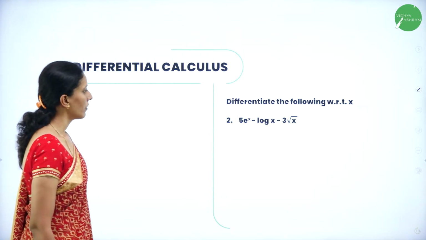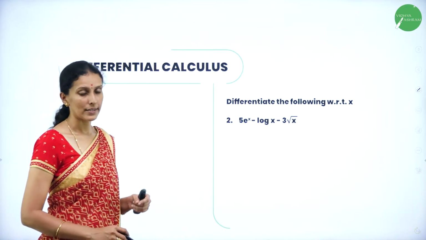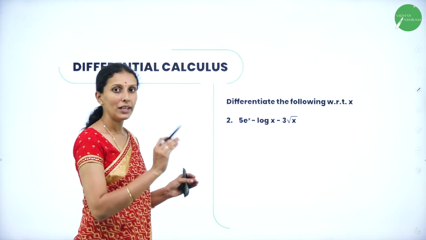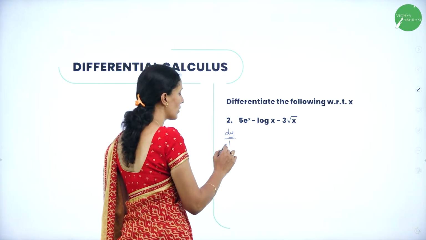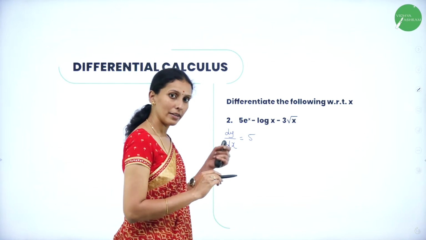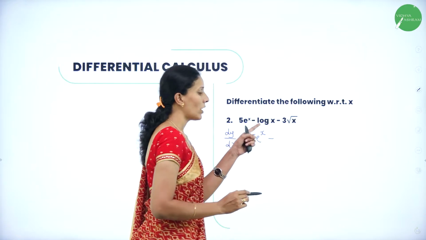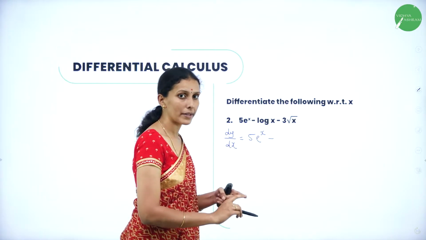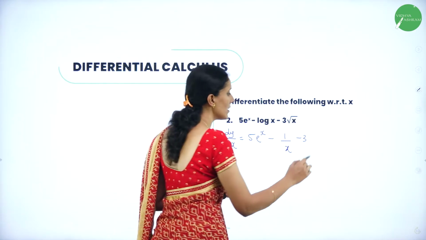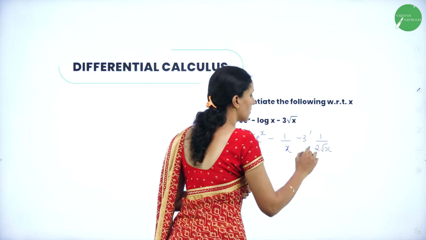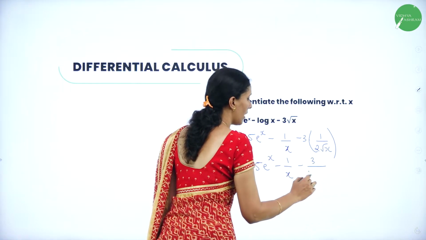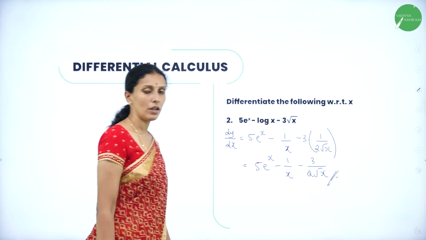The next one, we have 5 e power x minus log x minus 3 root x. Whenever you have a constant multiplied with the function, write the constant as it is and differentiate only the function. So let's write dy by dx for this function. I have 5 e power x, write 5 as it is. What is the derivative of e power x? It is e power x only. Minus, what is the derivative of the log function? It is 1 by x. Again minus 3. What is the derivative of root x? It is 1 by 2 root x. So now when you multiply, it becomes 5 e power x minus 1 by x minus 3 by 2 root x. This is the derivative of the given function.